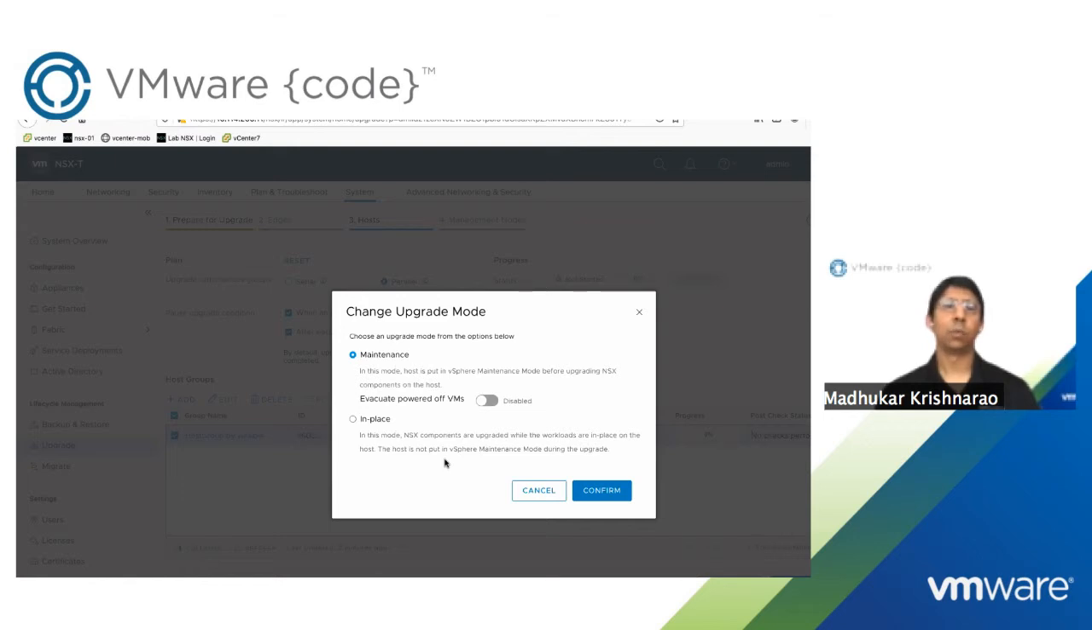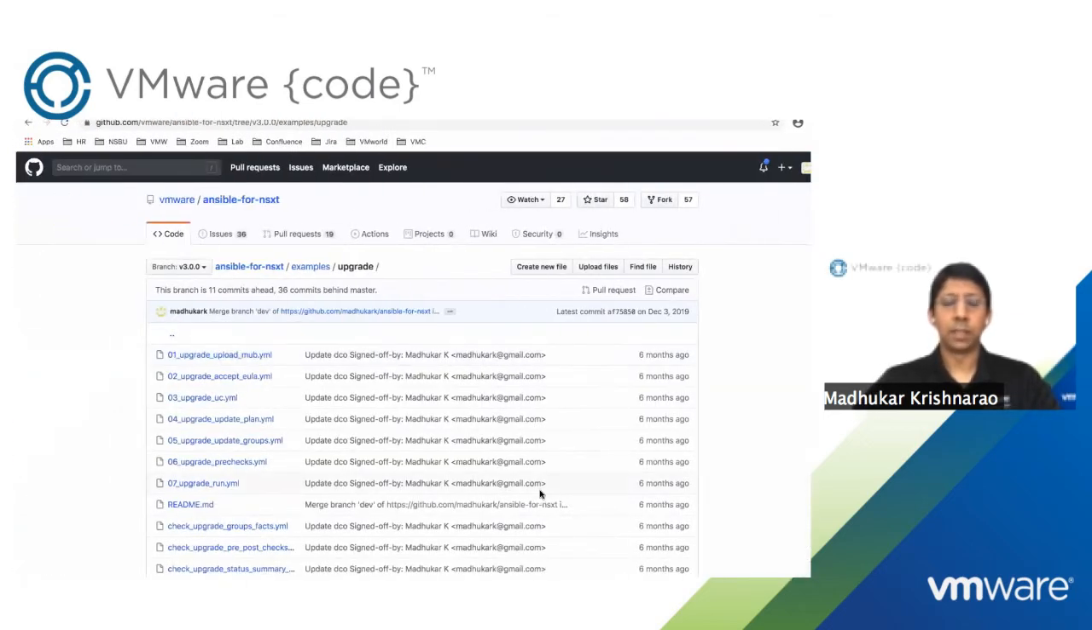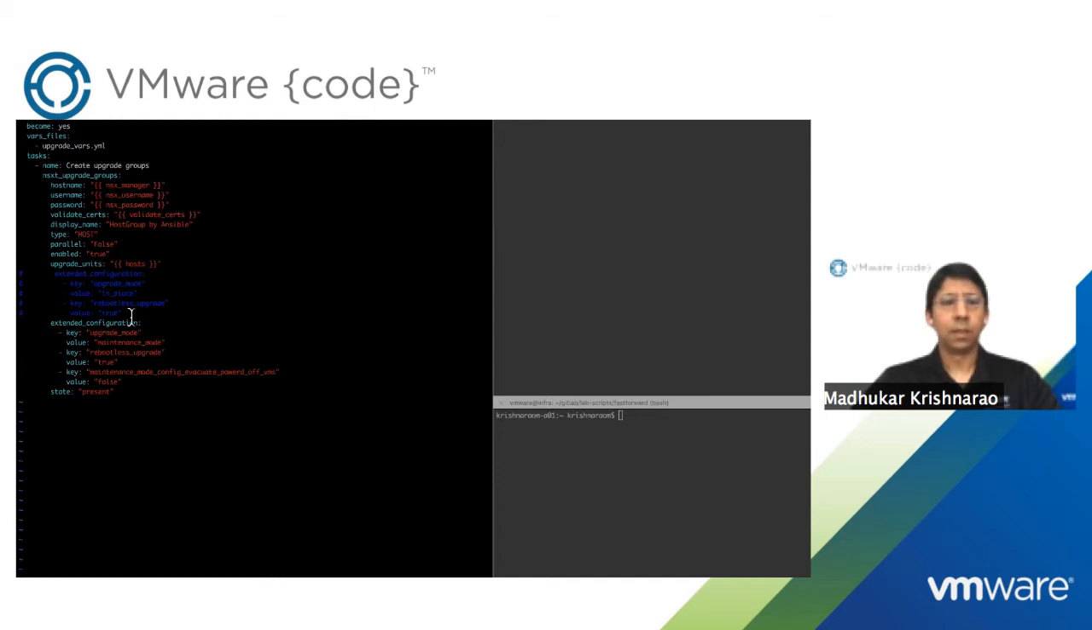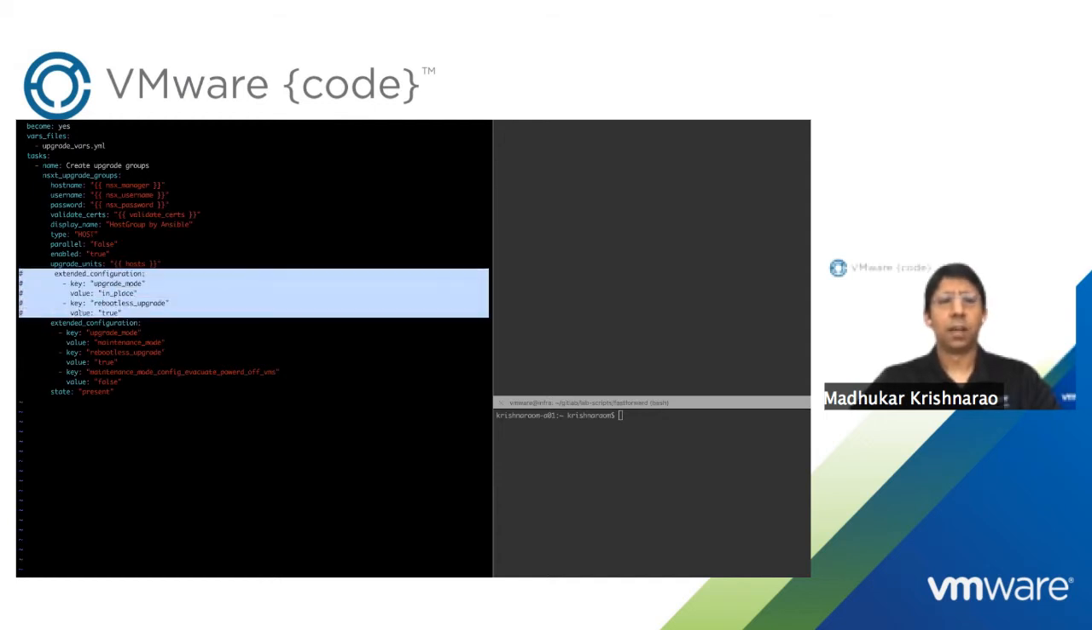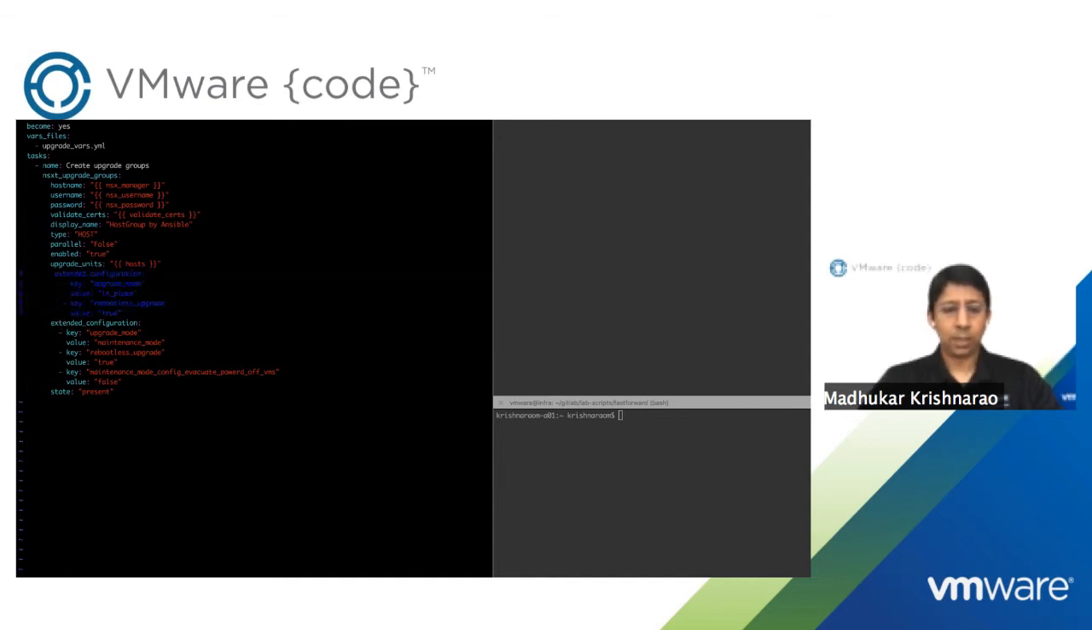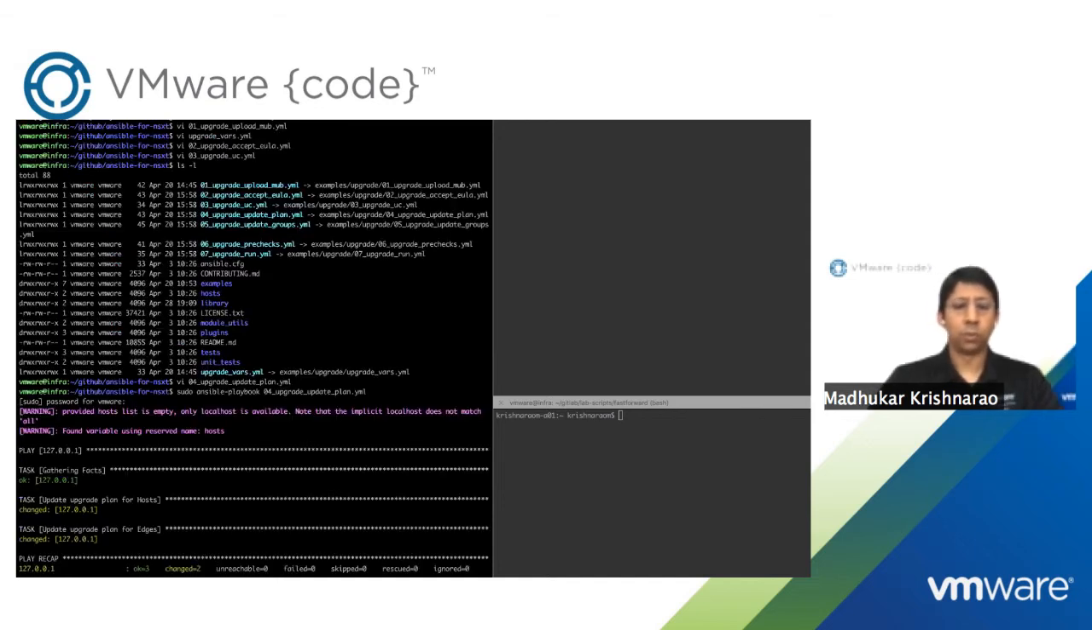So let's say now I do want to do the in-place upgrade. By default, it's in the maintenance mode. Now if I want to do the in-place upgrade, what I'll do is change it into this configuration. I will actually do that. But before that, I also want to do a pre-check once, show the warnings, and then come back and make the edits.